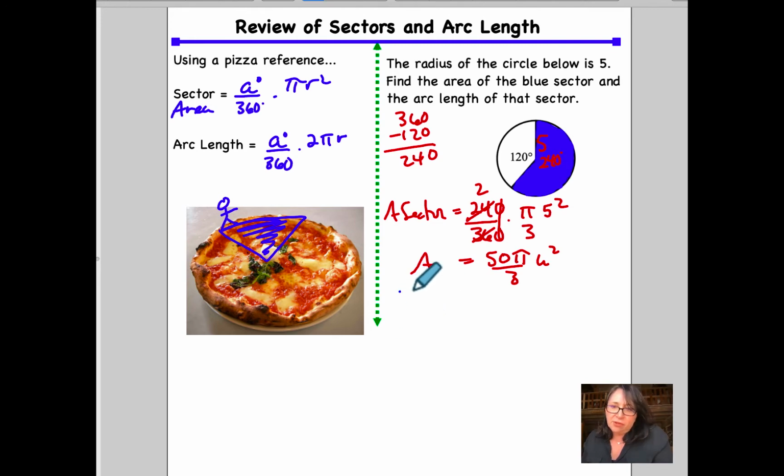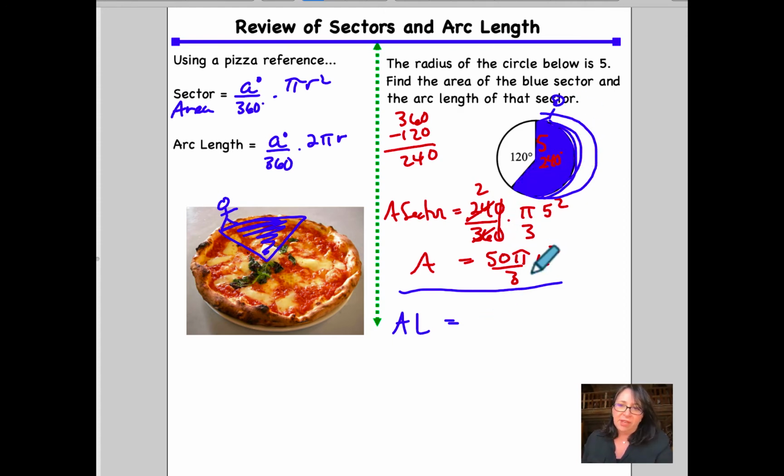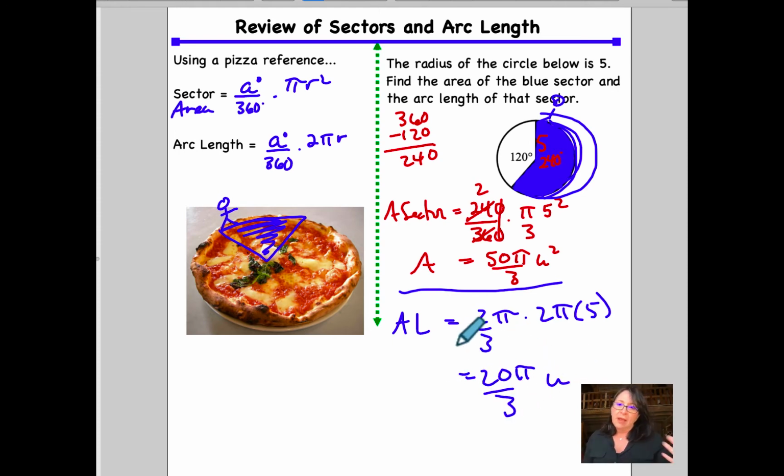Arc length. To find the arc length, I'm also going to use the same fraction. So arc length is this distance of you walking along the edge. That's the perimeter right there. So 240 over 360 becomes 2/3. So we have 2/3 times 2 pi r. R is 5. And so what I have is 2 times 2, which is 4, 4 times 5, which is 20. So I get 20 pi over 3, and this is units. And that's going to give me my arc length.